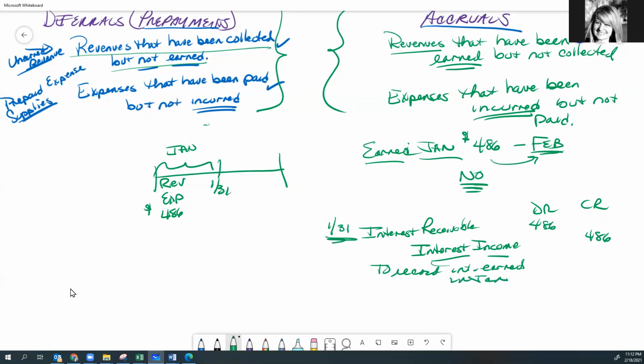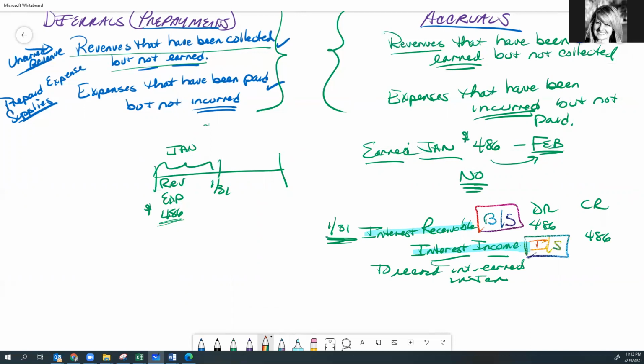Now, by dating this journal entry 1/31, I now have recognized that revenue, and I'm going to report it on my income statement. Let's just take a look at the accounts that we used. We had a receivable and we had an income account. Where do these things appear? Our interest receivable is an asset that's on our balance sheet. Our interest income is a revenue account that appears on our income statement.